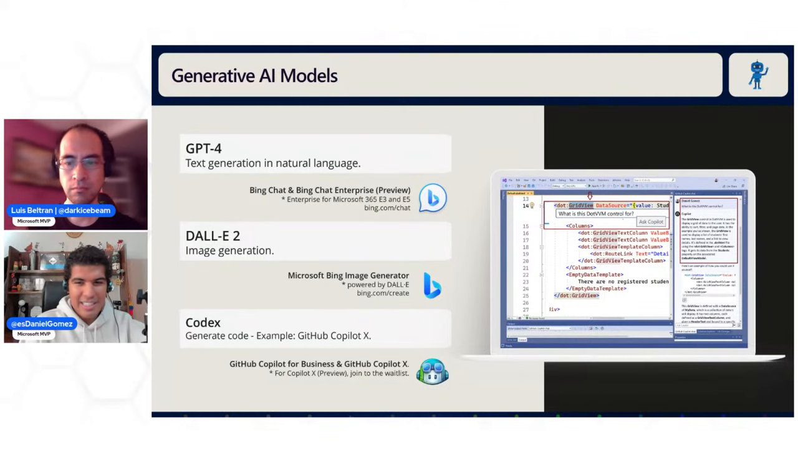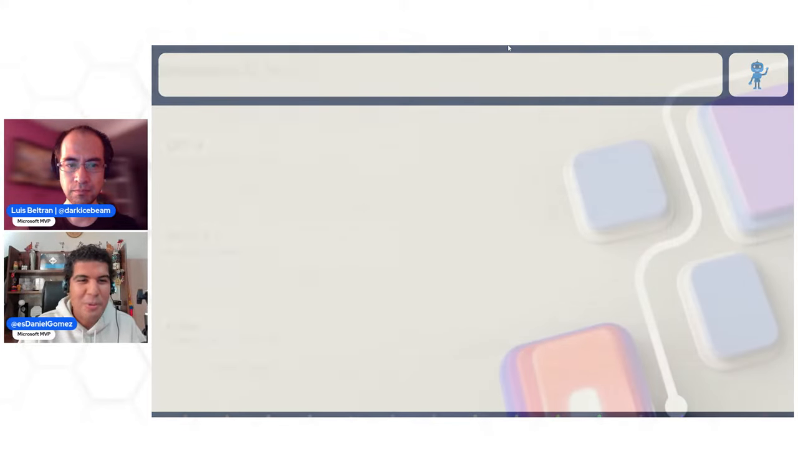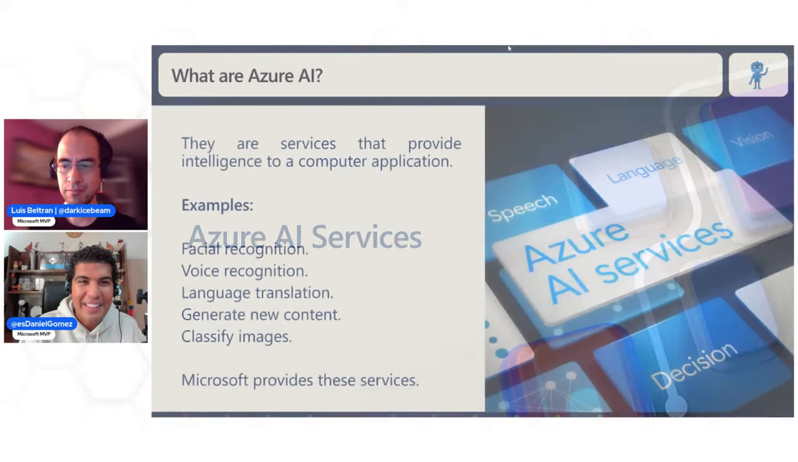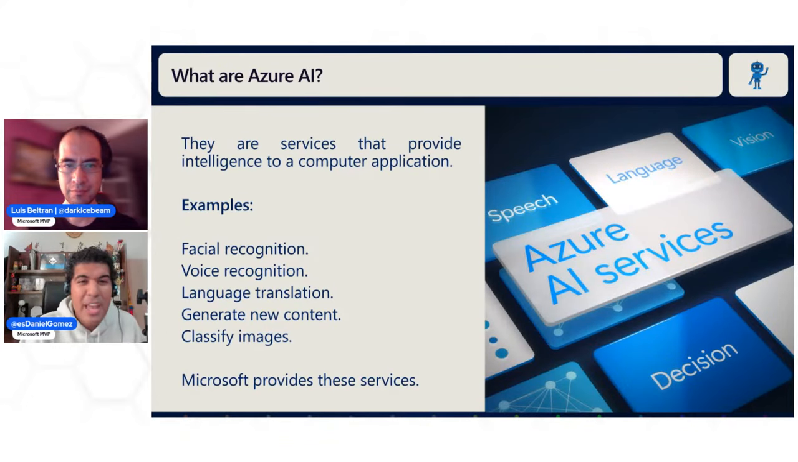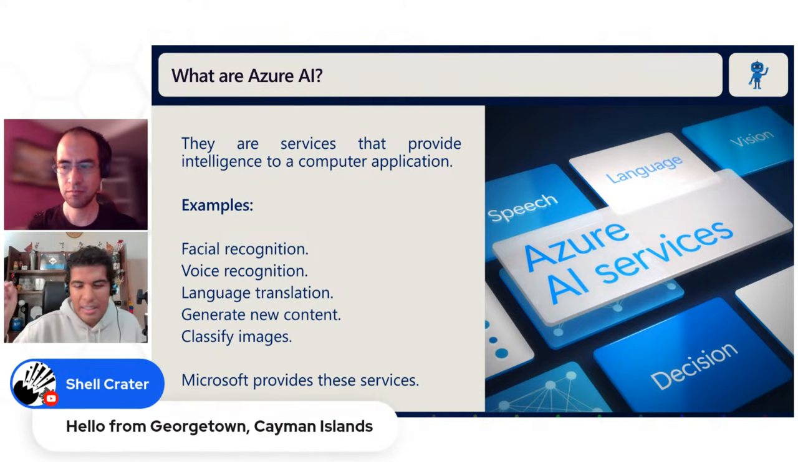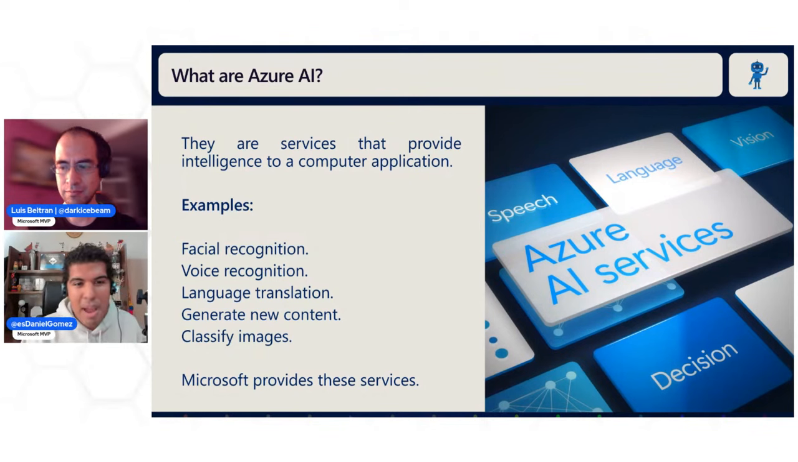So it's important to learn how to use these tools, but it's also important to learn how to create new solutions from them. To achieve that goal, we can consider the Azure AI services. In a general way, the Azure AI services allow you to implement the human side in our applications. We can have an image and classify it or detect objects in it, or have, for example, language translation, image classification, voice recognition, and also generate new content. And Microsoft provides these functionalities through Azure.